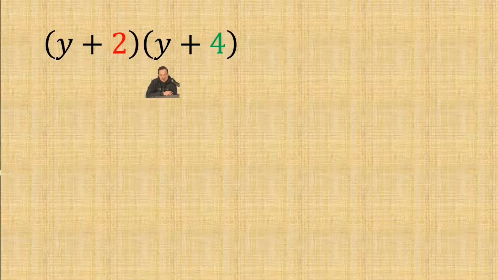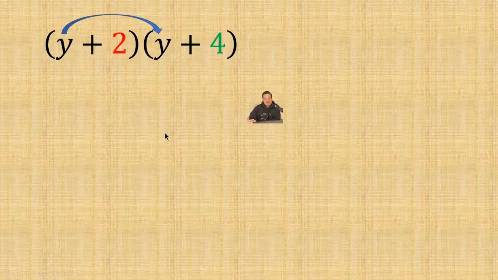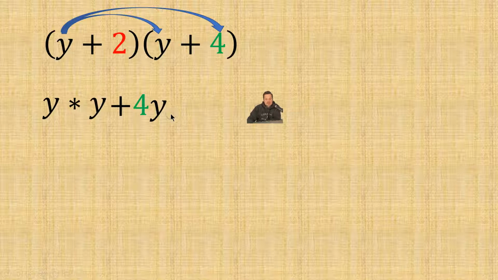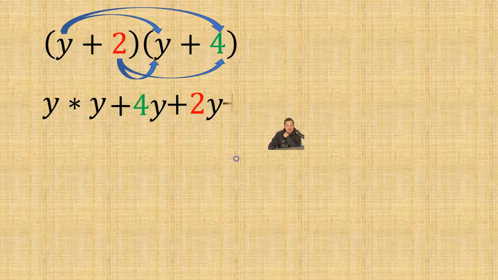So I have y plus 2 multiplying y plus 4. We're going to FOIL that out, and I'm going to keep careful track of the red 2 and the green 4. Let's apply FOIL. So it's going to be y times y, which will give us y times y. Then I'm going to have y times 4, which is 4y. And notice that the 4 is green. So I'm going to keep track of the color coding here. It's meaningful. And then after that, I'm going to do 2 times y, which is plus 2y. And then 2 times 4, which is 2 times 4 at the end.